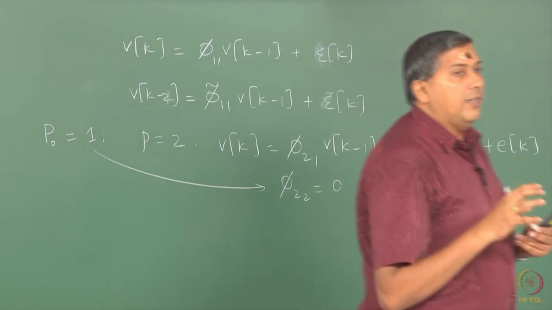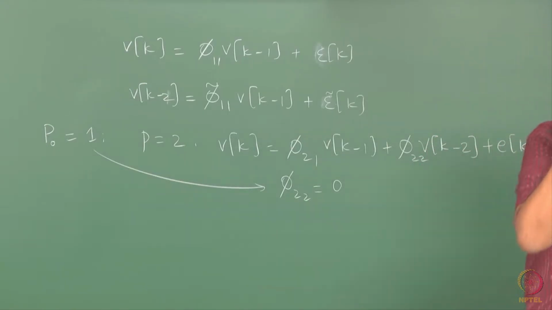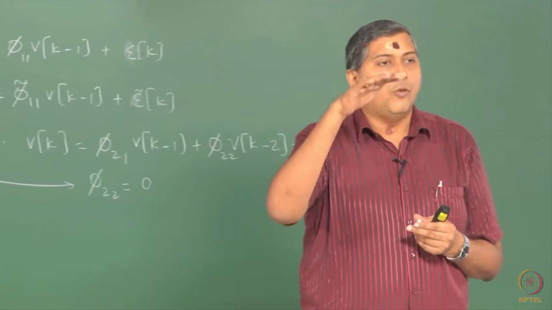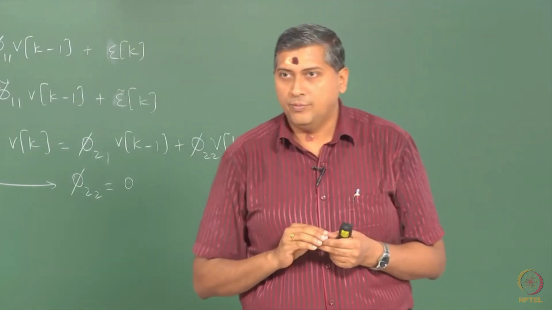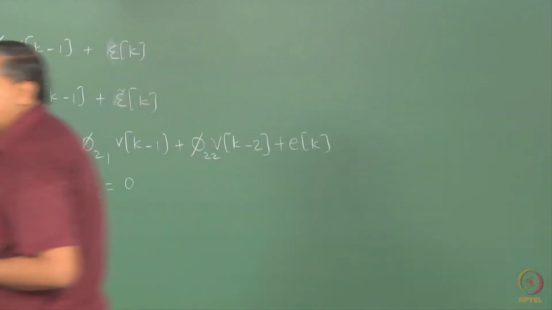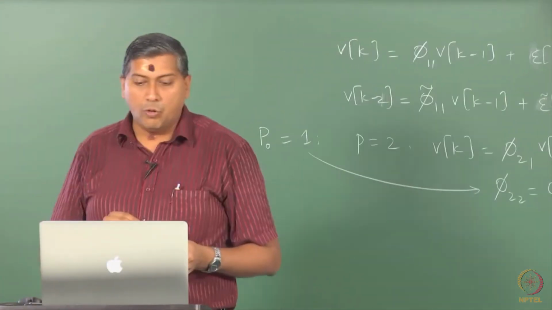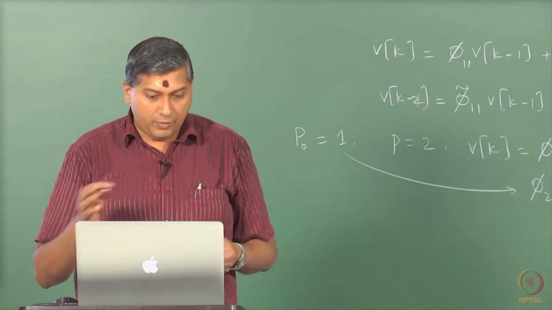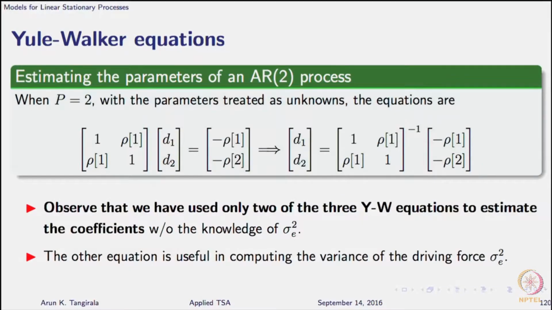How do you see that? What you do is you set up the Yule-Walker equations for phi 2 1 and phi 2 2, correct. So what would be the Yule-Walker equation? We can go back to the Yule-Walker equations that we had here. For example, in this here we have d1 and d2. In place of d1 and d2, you can have minus phi 2 1 and minus phi 2 2.